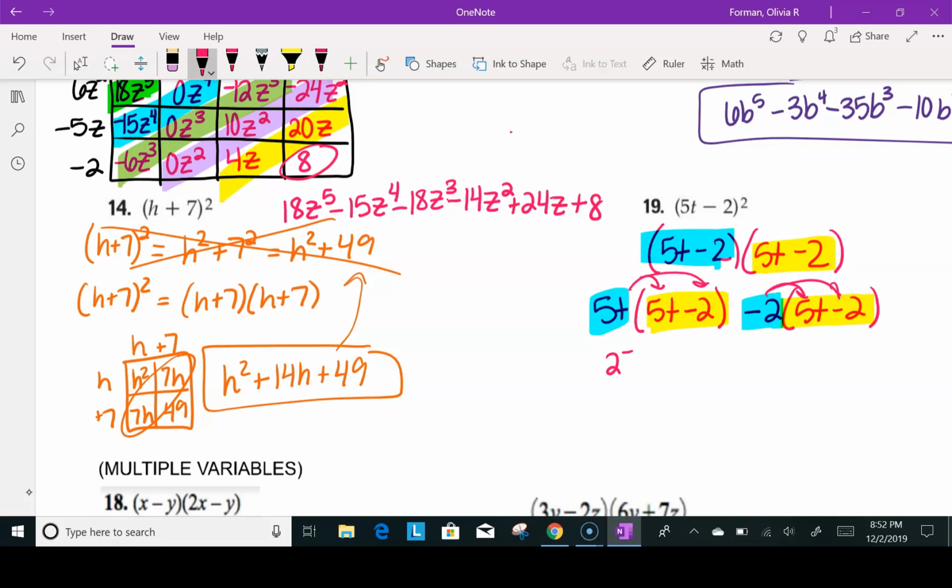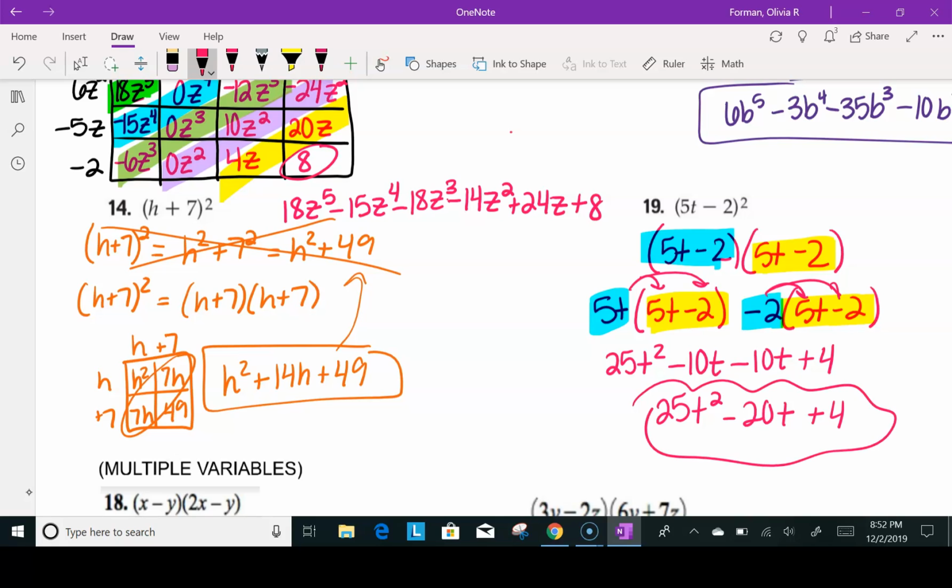5 times 5 is 25. T times t is t squared. 5 times negative 2 is negative 10t. Negative 2 times 5 is negative 10t. Negative 2 times negative 2 is a positive 4. So I get 25t squared minus 20t plus 4 as my final answer for that one.